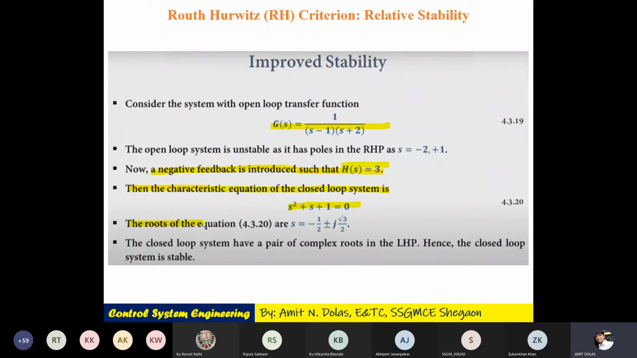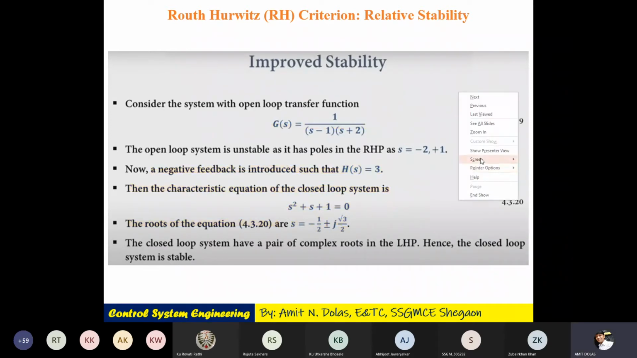And therefore, if you calculate the root of this equation, modified of course, not for this now, for this modified one along with feedback, your roots are -1/2 plus minus j root 3/2. You know how to find out the root, that's why I'm not going into that way. Now, how is the s plane?